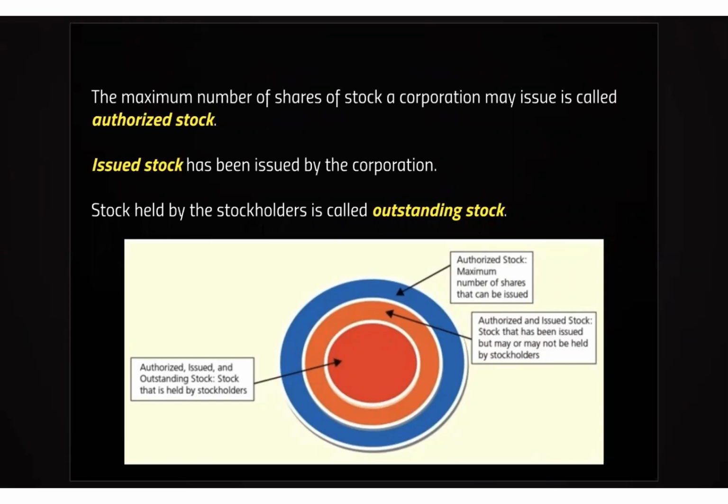And on the graph, you see that the largest circle is the authorized stock, the maximum number of shares that the company can issue. The orange circle, which is within the blue one, is authorized and issued stock that has been issued but may or may not be held by stockholders. So some of these shares could be repurchased from the public and held in treasury. And the circle in the very center, the red one, is the authorized, issued, and outstanding stock that is held by stockholders, by you, by me, by brokers, by funds, by different organizations, by different people. So these are three different types of stock the company can speak about, the company can define in its documents.